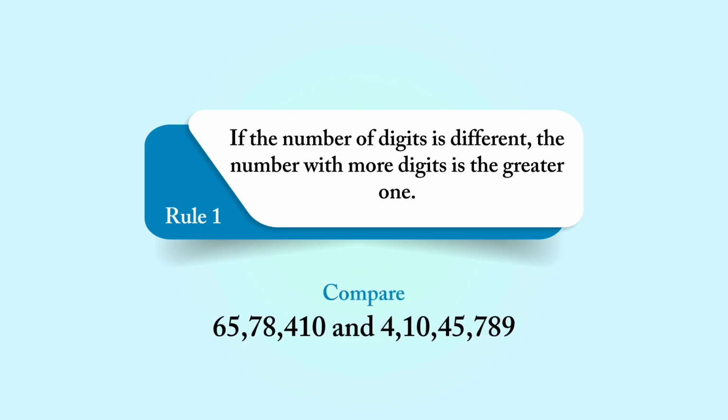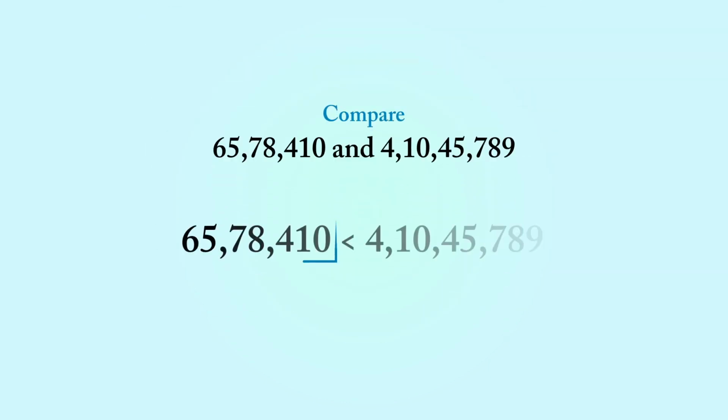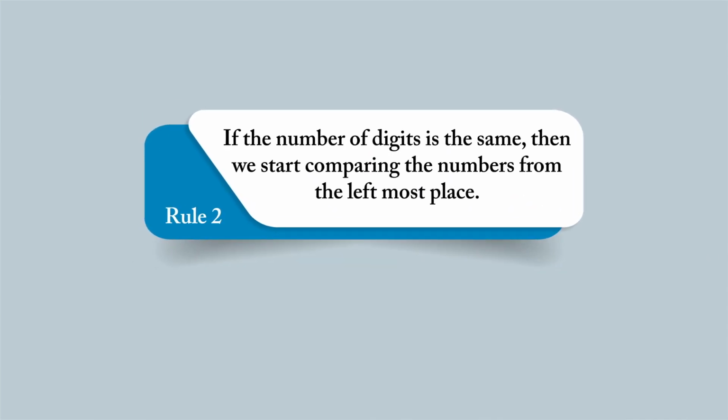For example, compare these two numbers. This number is a 7-digit number and this number is an 8-digit number. So, this number is less than this number. Rule 2. If the number of digits is the same, then we start comparing the numbers from the leftmost place.